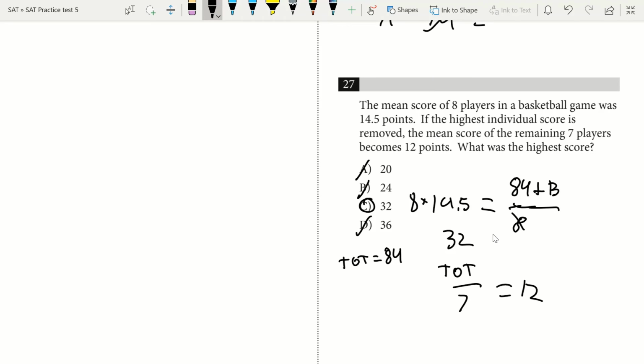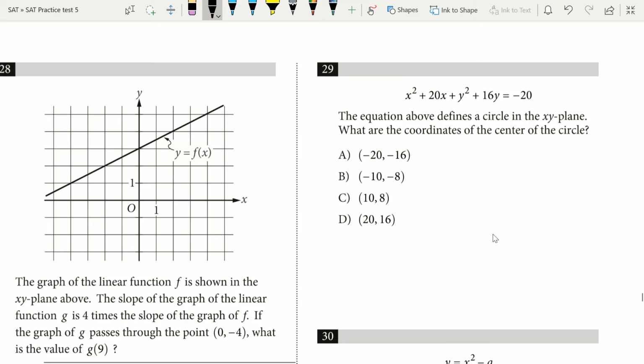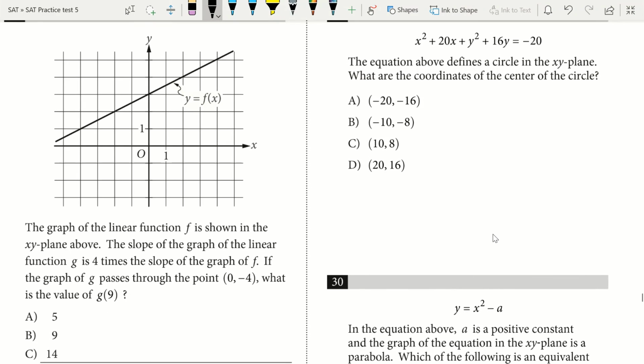All right, moving on. Question 28. The graph of the linear function f is shown in the xy plane. The slope of the graph of the linear function g is 4 times the slope of the graph of f. All right, well, my slope for my function y equals f of x, I run 2, I rise 1, so my slope then is 1/2.